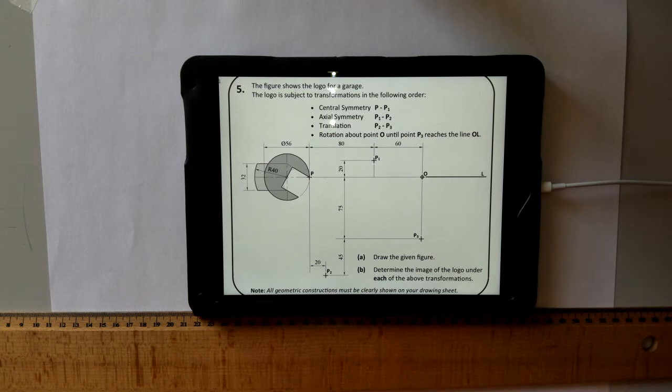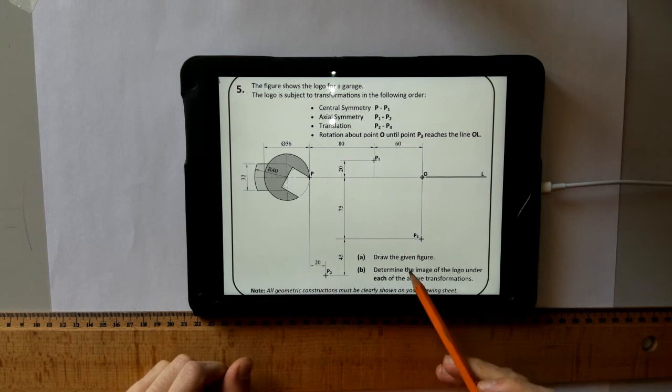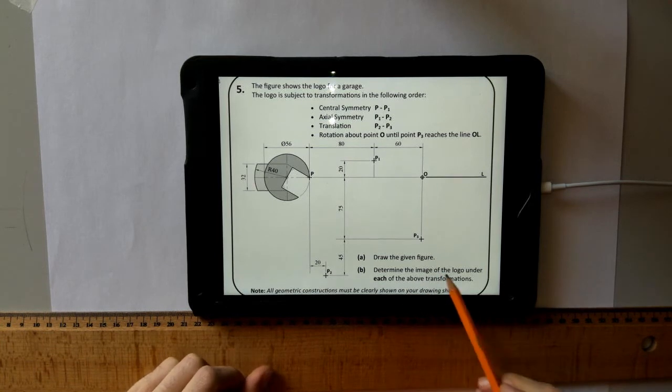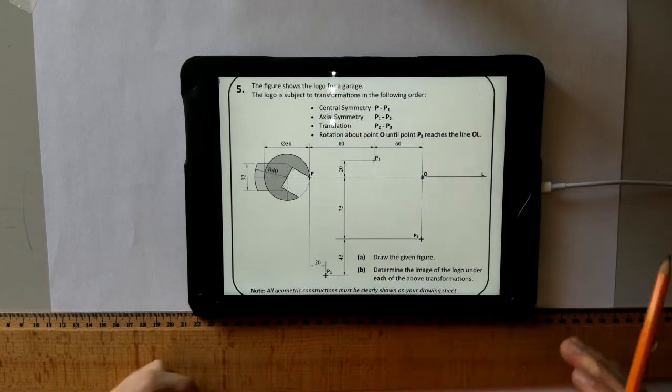It tells us the figure shows the logo for a garage. The logo is subject to transformations in the following order: central symmetry from P to P1, axial symmetry from P1 to P2, translation from P2 to P3, and then rotation about point O until point P3 reaches the line OL. Part A then tells us draw the given figure. Part B, determine the image of the logo under each of the above transformations. So basically following that order there.